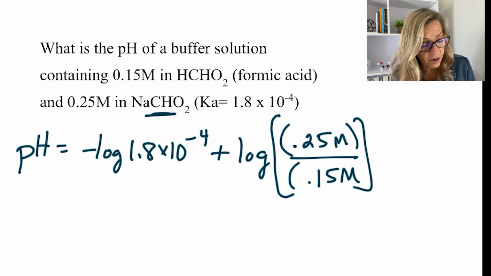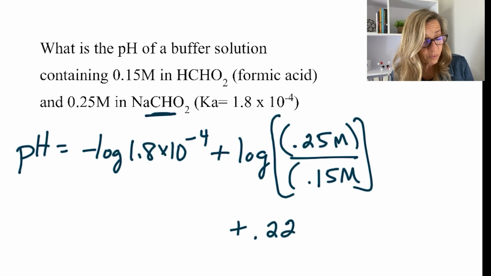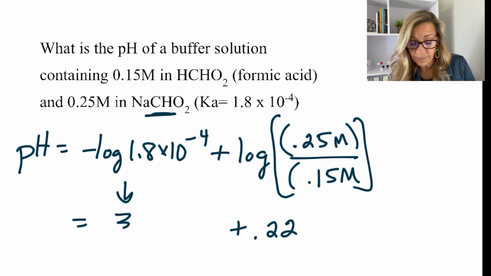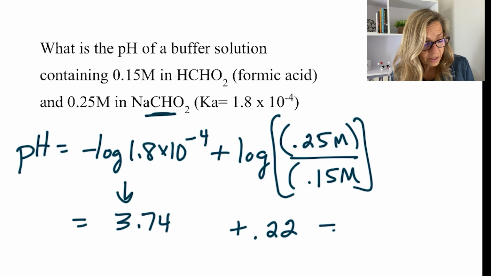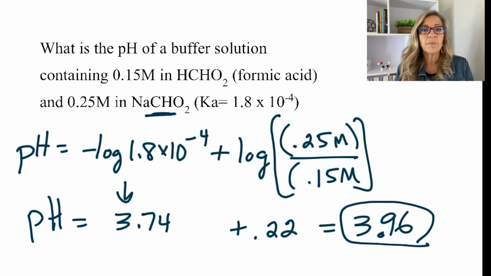So what's the log of that ratio? Well, the log of that ratio is a positive 0.22. The negative log of the Ka is 3.74. And so they're going to add together to 3.96. So the pH of a buffer solution is going to be pretty close to your pKa, right? We're just going to alter it a little bit because we happen to have more base in the solution than we have acid.